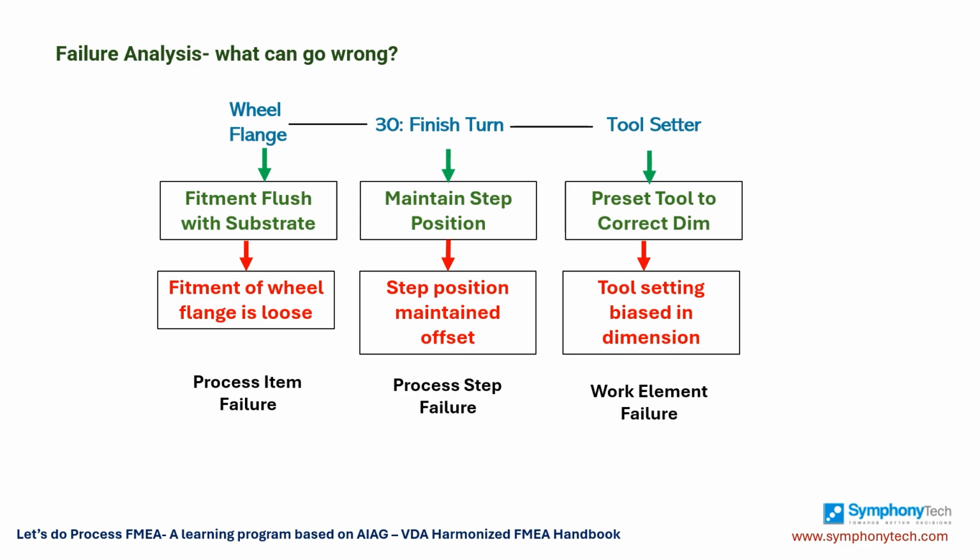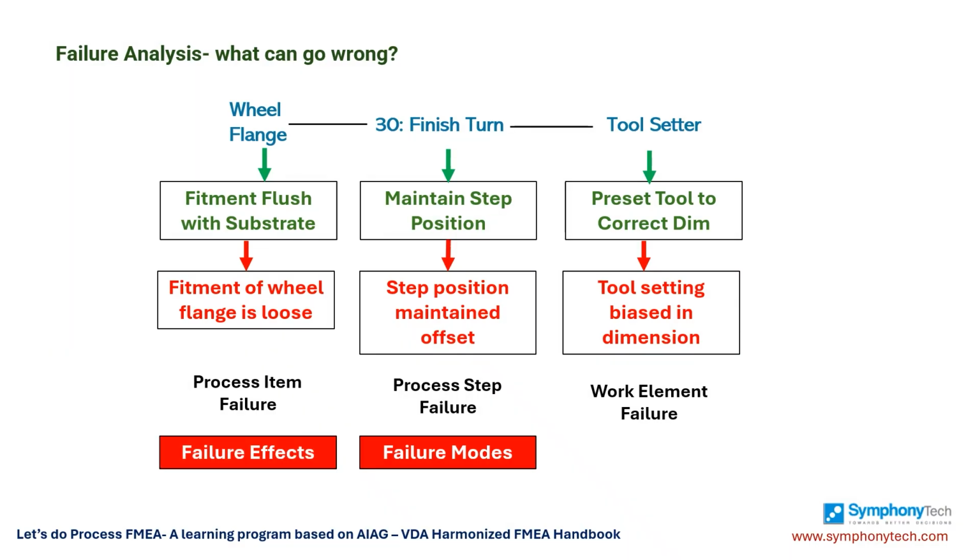could happen to them. You may have noticed that so far we have only talked about failures, not the other terms like failure modes, failure effects, or failure causes. Let's break these down. Process step failures are called failure modes. Process item failures are called failure effects. Process work element failures are called failure causes. So we are not just saying something broke, we are connecting the dots.